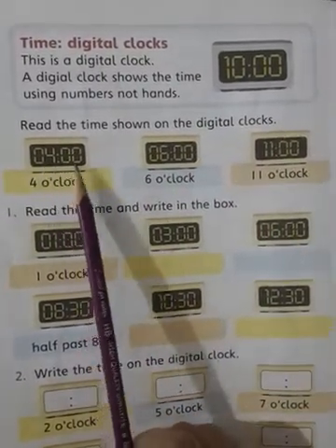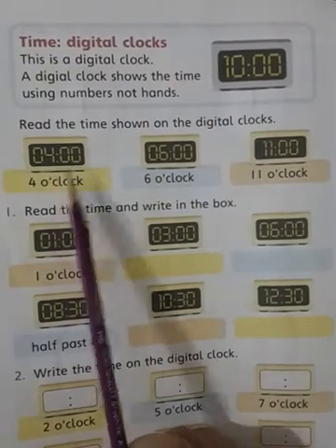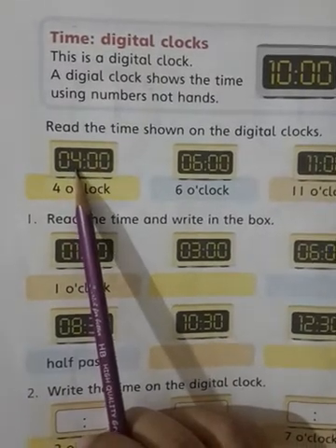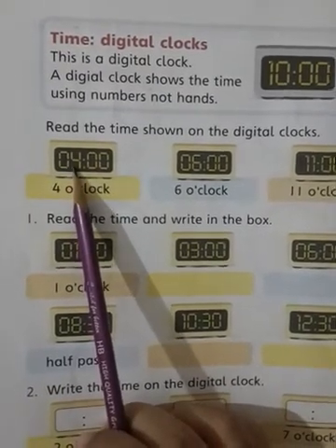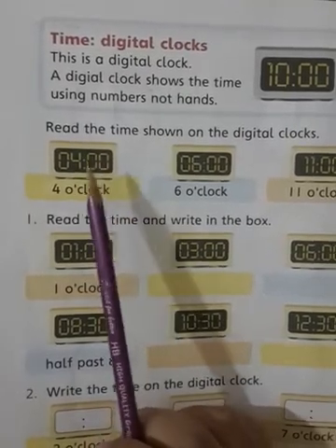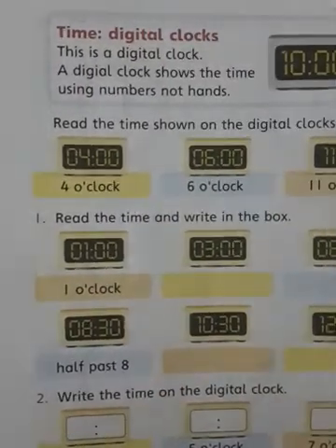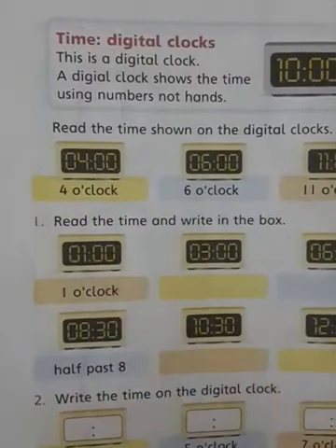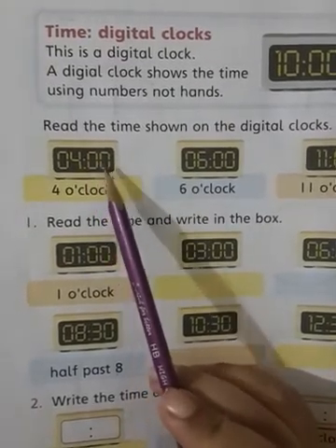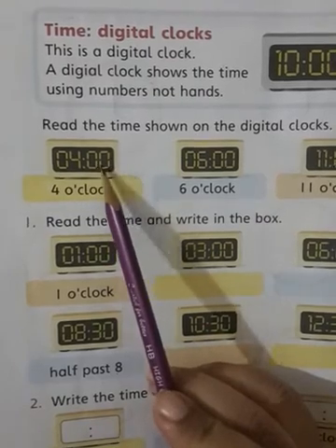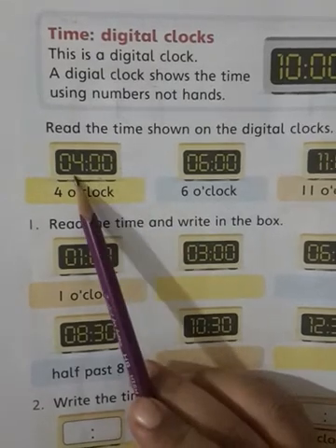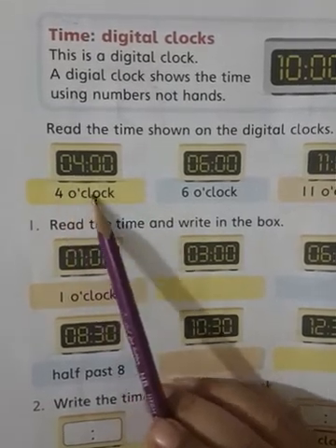This is 4 o'clock. We read it as 4 o'clock. The number on the left side tells you the hour. The number on the right side tells you the minutes. This means 4 o'clock. Okay, we read 00, ठीक है, we don't read it as 00. We read it o'clock. Okay, and 4. We read it as 4 o'clock.